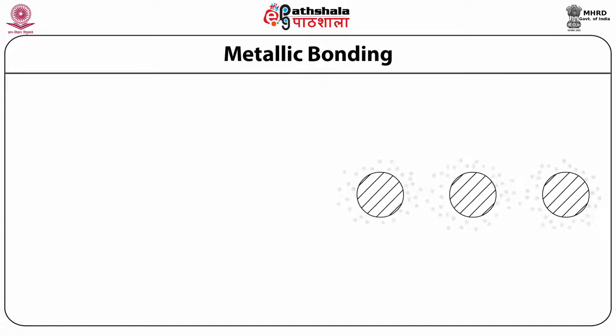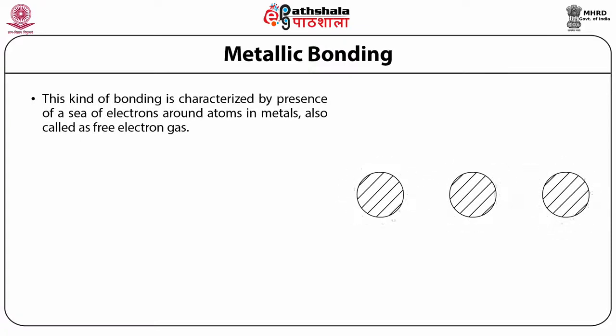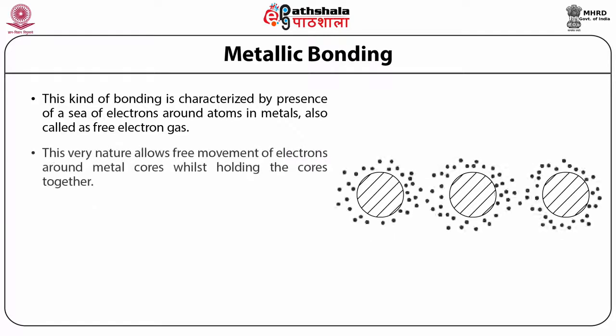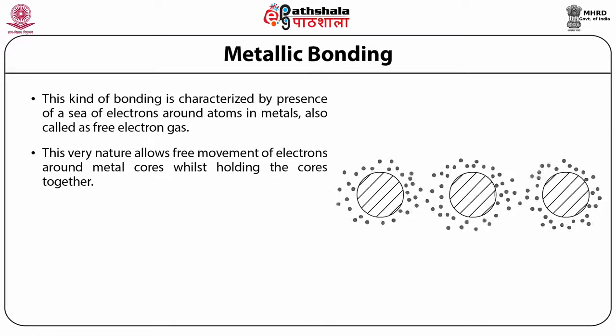The last type of primary bonding is metallic bonding. Metallic bonding is characterized by the presence of a sea of electrons around atoms in metals, also called free electron gas. The sharing of electrons is not complete enough to provide a covalent character and is delocalized. This very nature allows free movement of electrons around the metal cores whilst holding the cores together. This nature gives rise to flexible bonds, good malleability, high electrical and thermal conductivity.